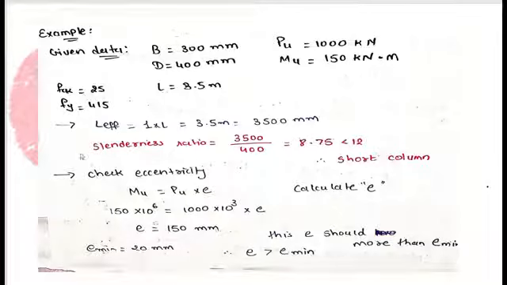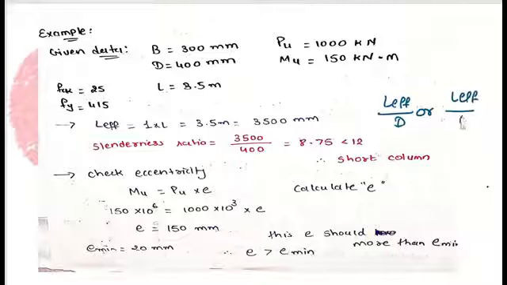Second step is to determine whether this column is designed as a short column or a slender column. And how can we determine this? By calculating the slenderness ratio. If the slenderness ratio is less than 12 in both directions, then we can design our column as a short column. And what is the formula for slenderness ratio? L effective upon D or L effective upon B. It means effective length upon larger lateral dimension or effective length upon least lateral dimension, right?